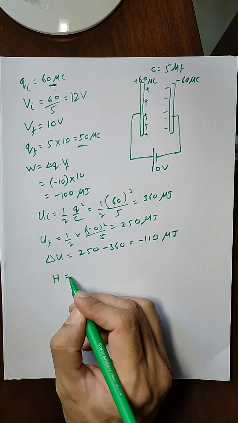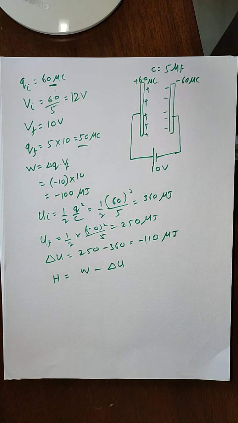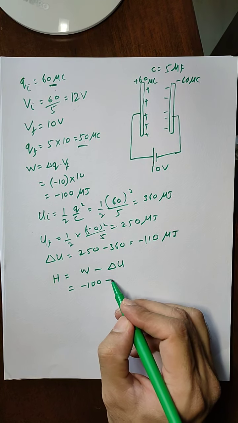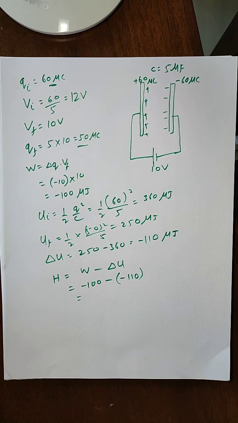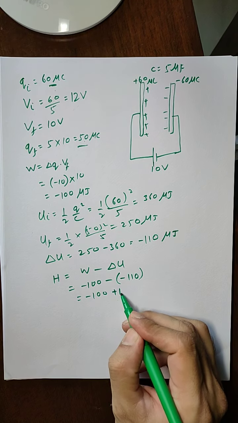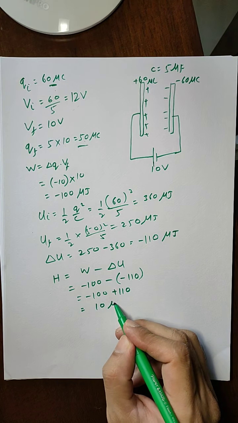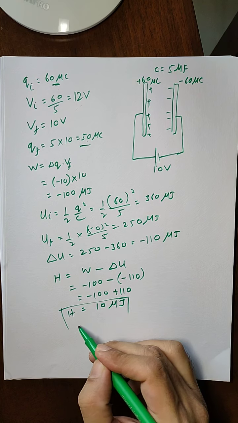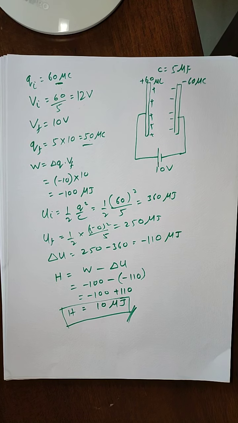So in this case, heat produced will be, this is the general formula. So heat produced will be work done. So work done was minus 100 and minus of minus 110. So this will come out to be 10 microjoules. This will be your final answer.